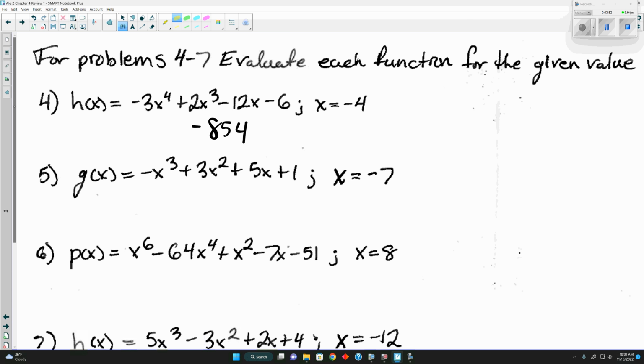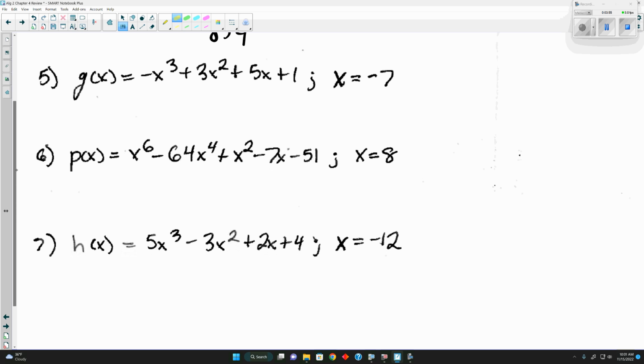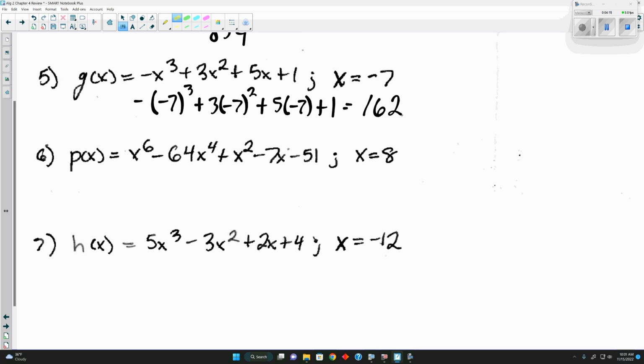Questions on 4? Questions on 5, 6, or 7? Because for any of these here, you're just plugging it in. So we can do the same thing with the next one. Negative 7 cubed plus 3 times negative 7 squared plus 5 times negative 7 plus 1. And if we type this in, we should get 162. Questions on these here? Okay.